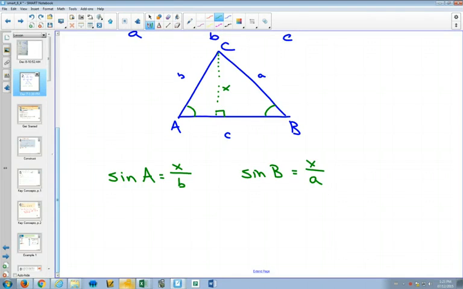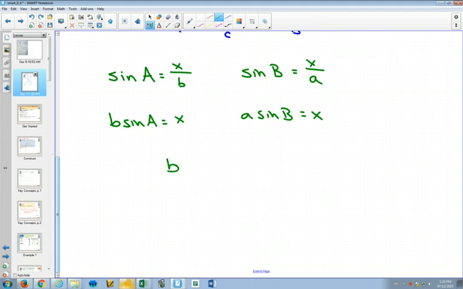I can get x by itself in both of these. If I multiply this one, both sides by b, I get x by itself. If I multiply this one, both sides by a, I get x by itself. A little bit of substitution. If one equation is equal to x and the other equation is equal to x, can you see that both of these are equal to each other?